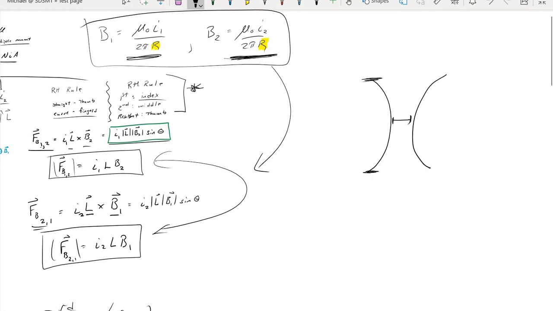One thing that could happen is that there could be so much force acting on one of these wires that it causes one of the wires to get ripped out of one of its connection points.